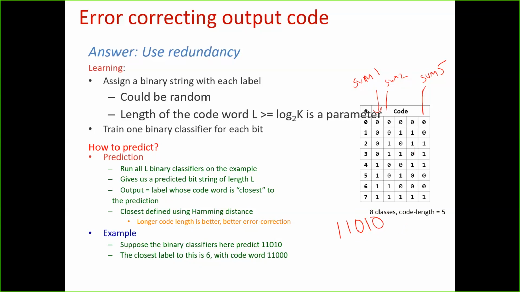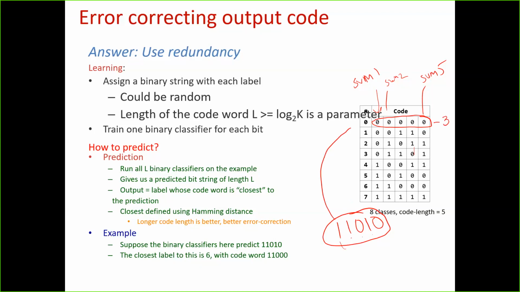So let the prediction string be 11010. When you give a new instance, let's say SVM1 predicts 1, SVM2 1, SVM3 0, SVM4 1, SVM5 0. Now see which of these encoding strings is closer to the prediction string. Check with this one: how many bits are different? What is the Hamming distance between them? 3 bits are different, right? These are all zeros, here there are 3 ones.